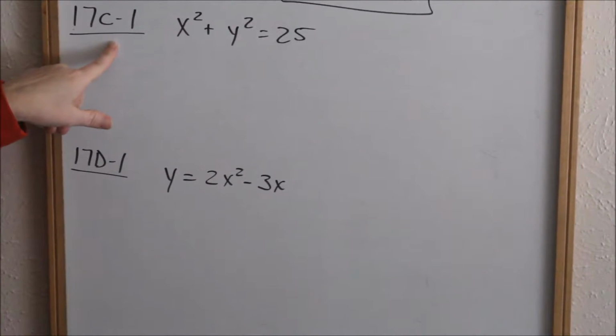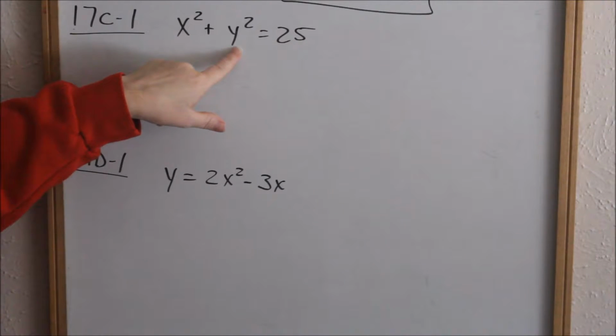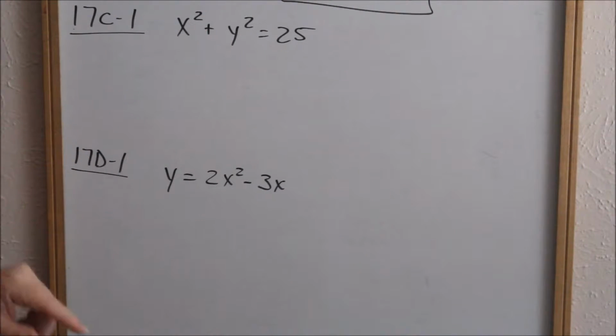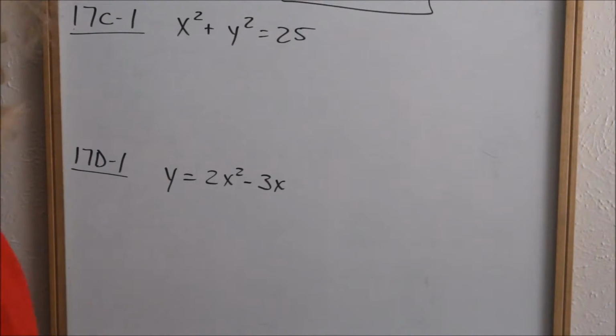Okay, now we're looking at 17C1. X squared plus y squared equals 25. When x and y are both squared and your coefficients in front are the same, it's a circle. Okay, so that's a circle. You don't have to know that. I'm just trying to refresh some of your memories and just to put that out there.